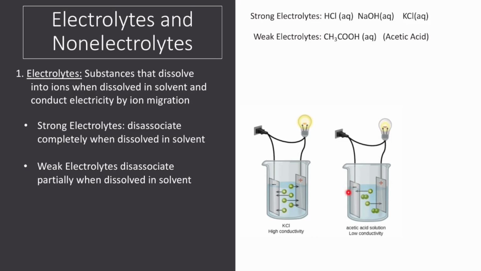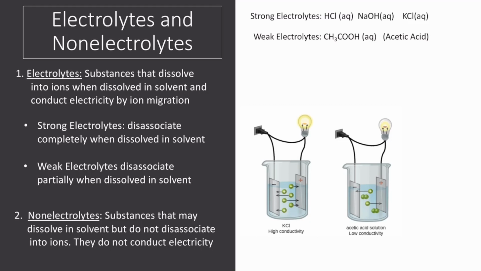And when we run the same experiment as before, and we run a current between the plates, the conduction will not be as effective as the one with the strong electrolytes, so the light bulb will be dimmer than before. Then we have non-electrolytes, which are substances that may dissolve in solvent but do not dissociate into ions. Therefore, they do not conduct electricity.